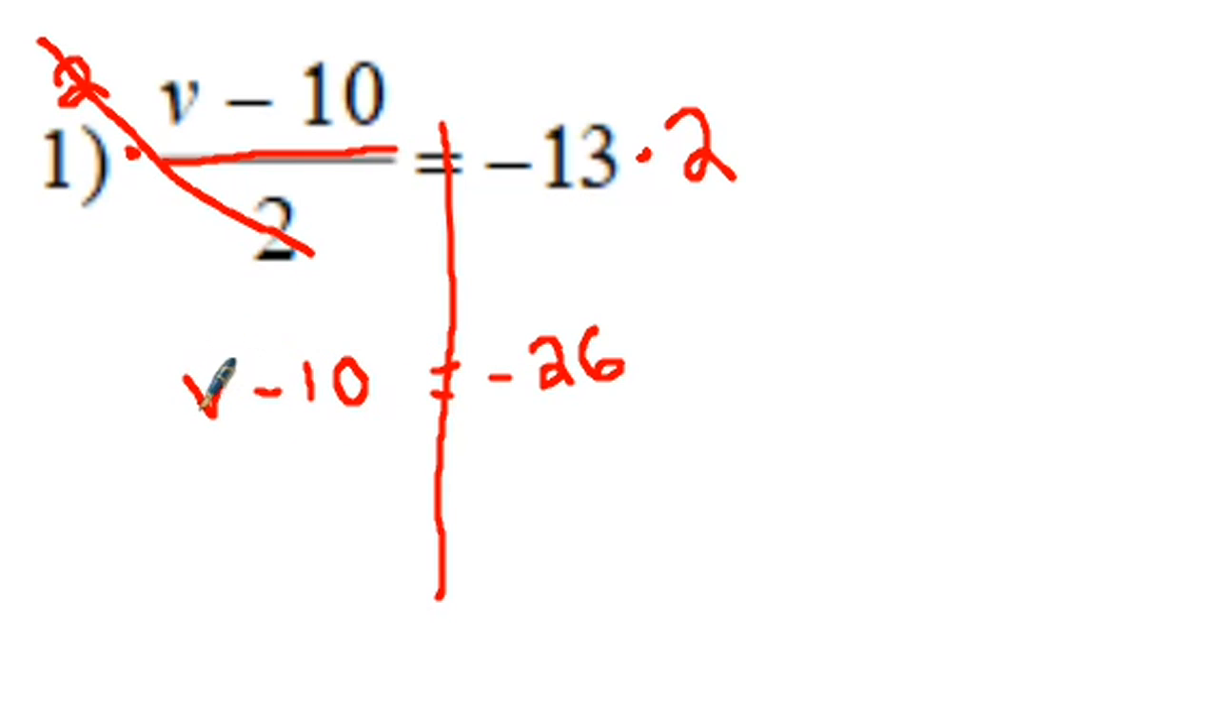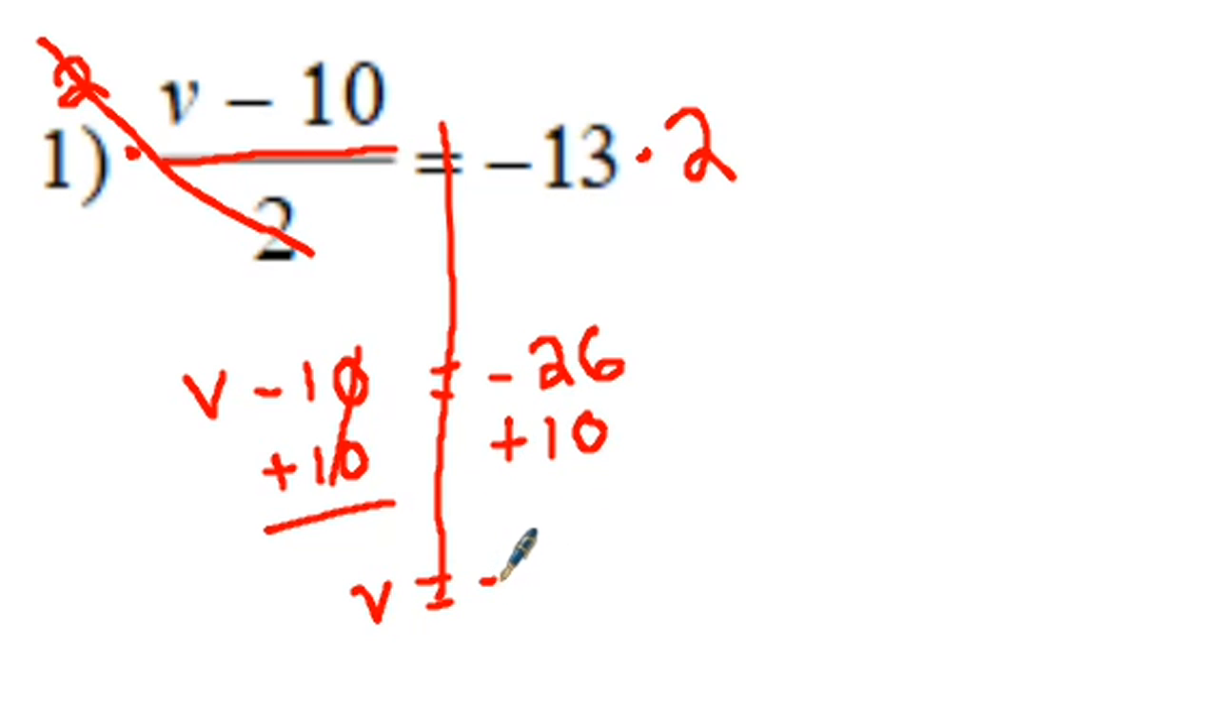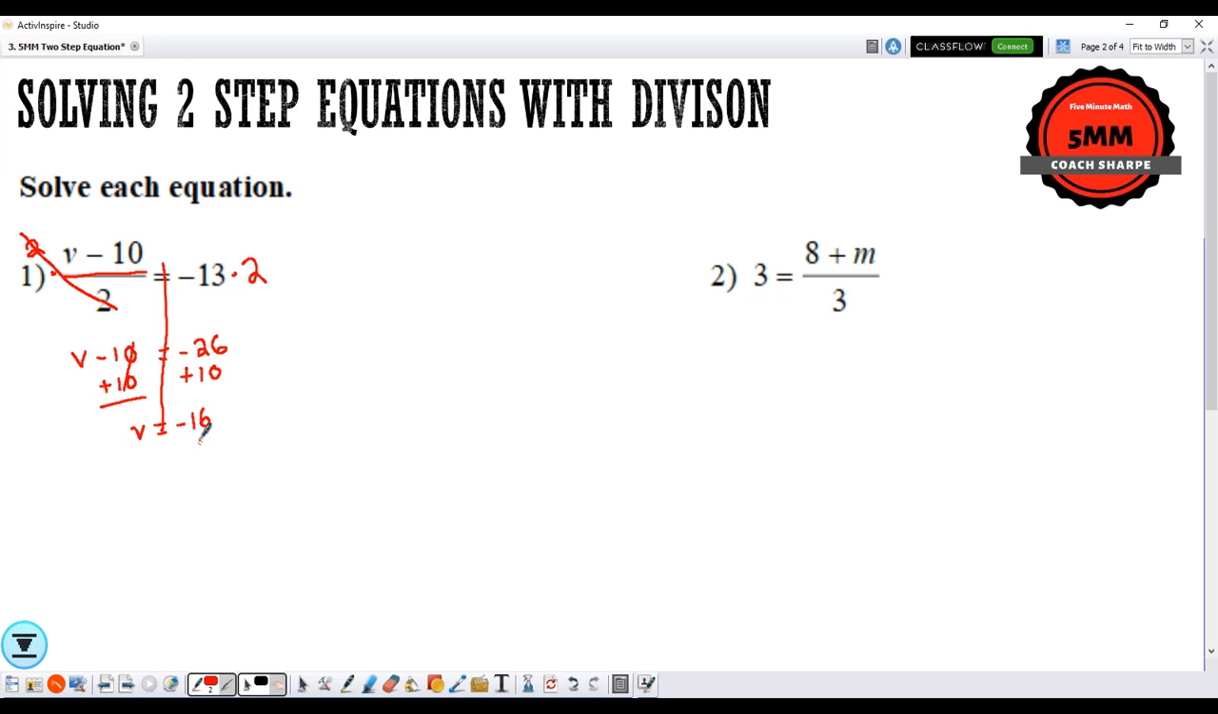So now we want to get v by itself. So the opposite of subtracting 10 is to add 10 on both sides. So if I add 10 there, I'm going to go ahead and add 10 here. So what that will do is eliminate our 10s here. So now I have v equals, and negative 26 plus 10 is going to give me negative 16. Okay, so now we have successfully solved for v.